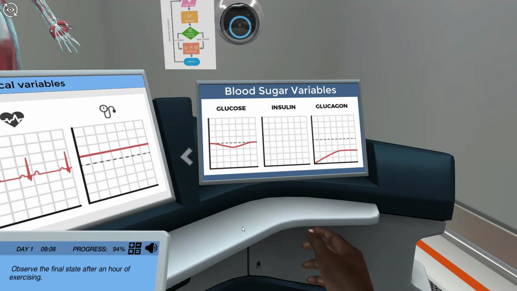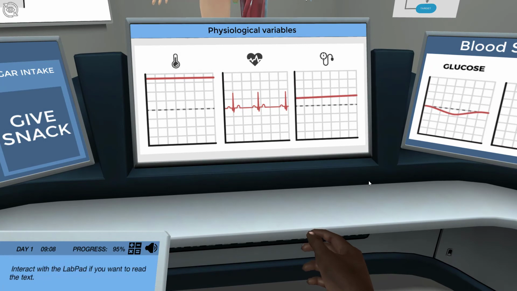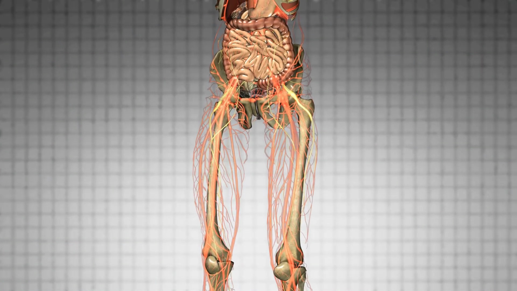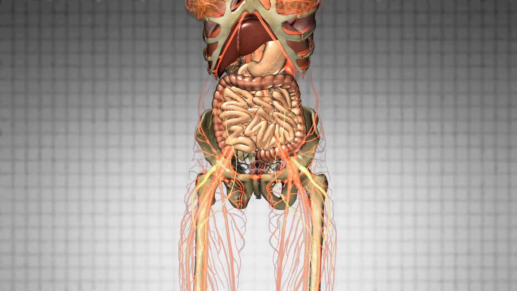Observe the final state after an hour of exercising. Looks like the body is doing fine and the variables are stable again thanks to the additional sugar intake provided by the snack. Nice job, we were able to avoid our previous issue with Phineas suffering from low blood sugar levels. You've restored homeostasis.